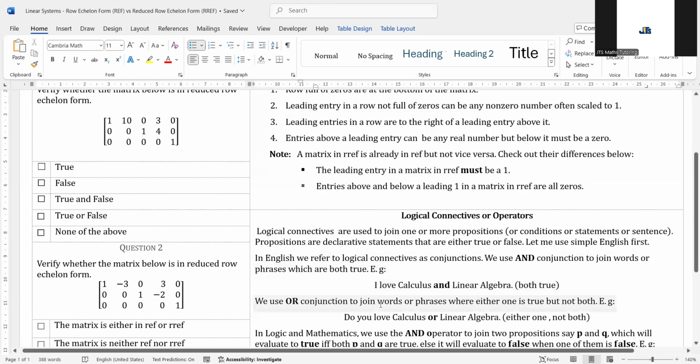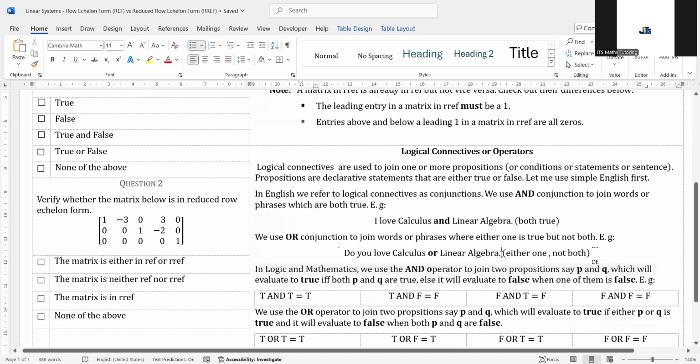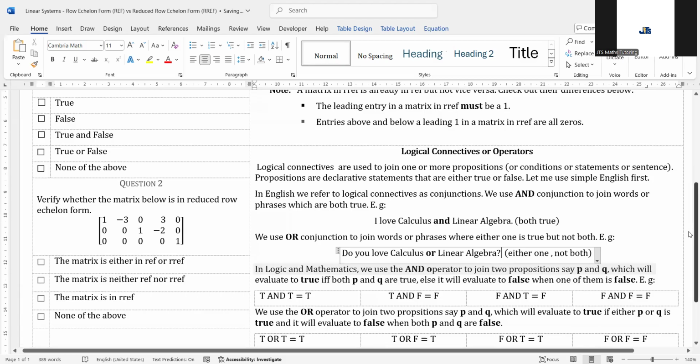Now, I want you to look at the 'or' conjunction here. It is used to join words or phrases where either one is true, but not both. Right? Like, for instance, I've got a question right here.